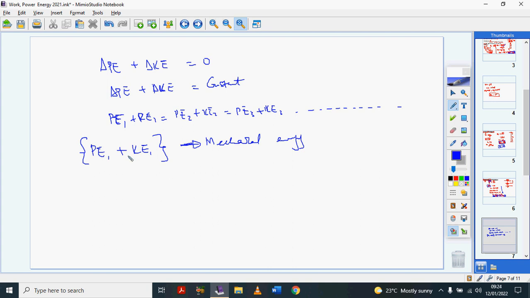Now, we came to this conclusion by just looking at conservative forces. But what if non-conservative forces act on the system? And what are non-conservative forces?